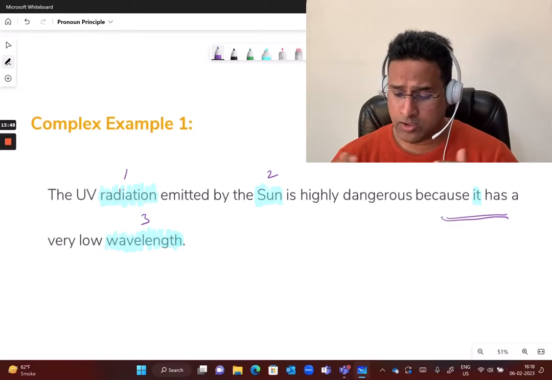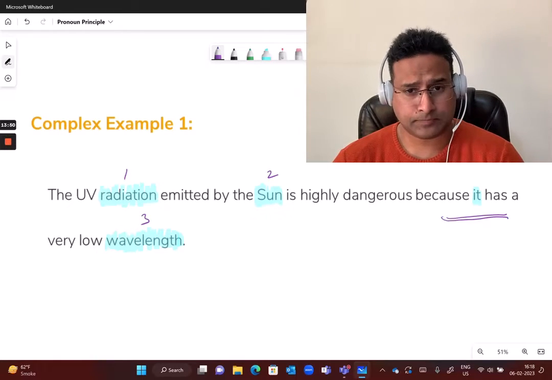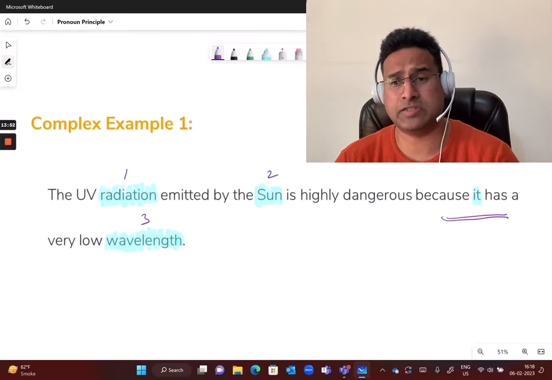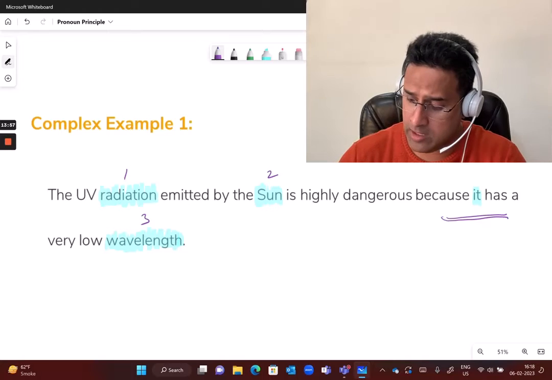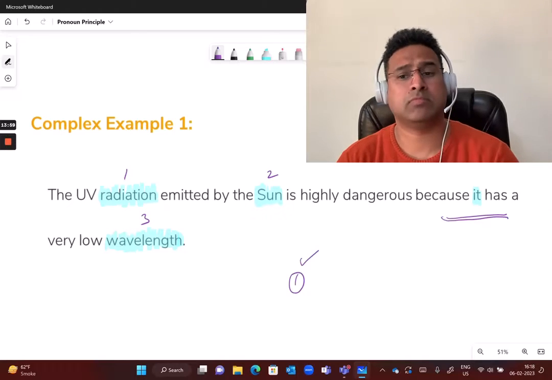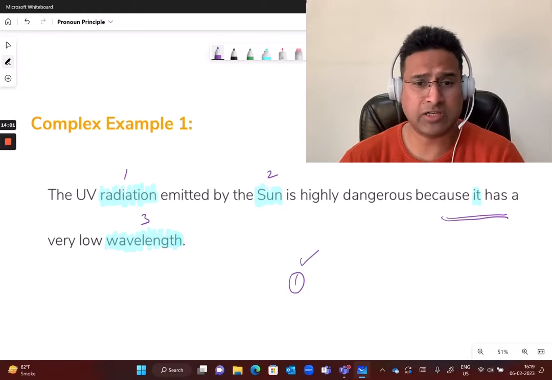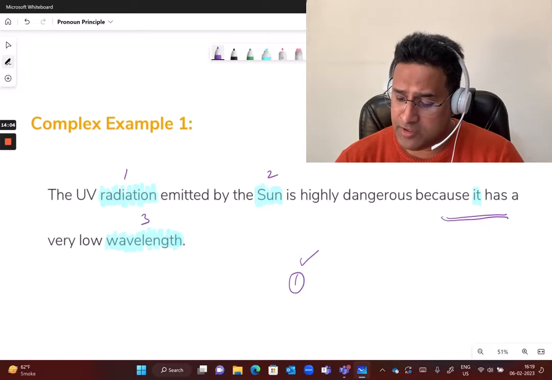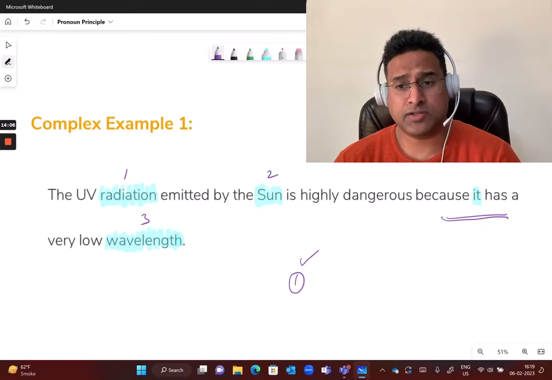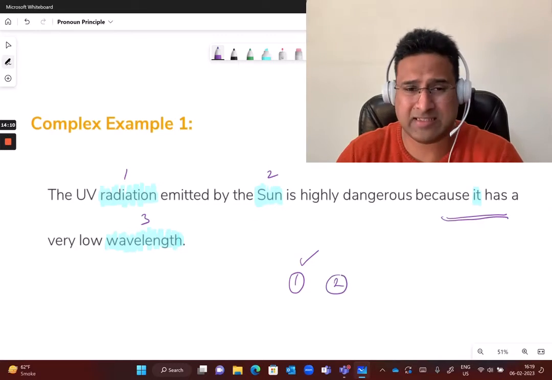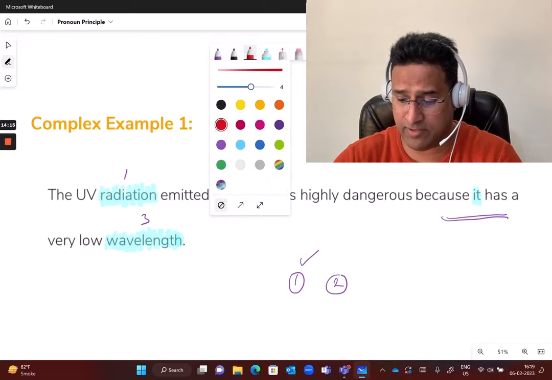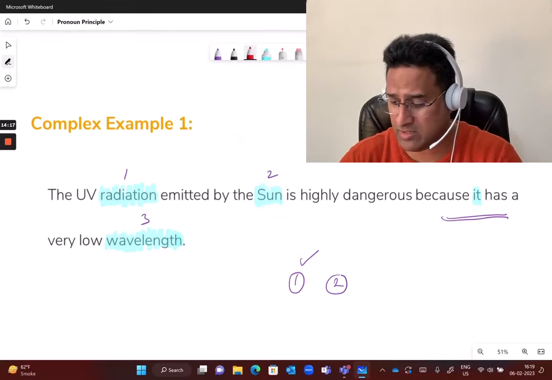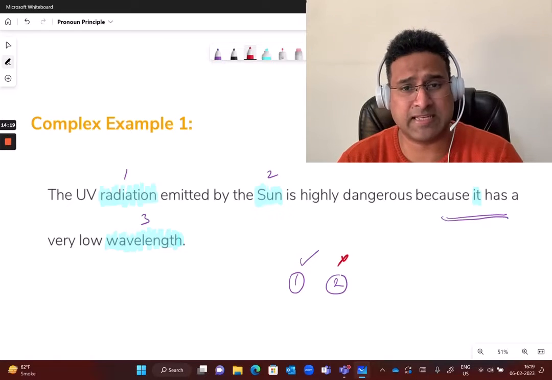Alright, let's start. The UV radiation emitted by the sun is highly dangerous because the UV radiation has a very low wavelength. Clearly, this makes sense. Now let's look at case 2. The UV radiation emitted by the sun is highly dangerous because the sun has a very low wavelength. Does that make sense? We know the sun's radiation can have wavelength, but does the sun itself have a wavelength? I think that disagrees with common sense, right?